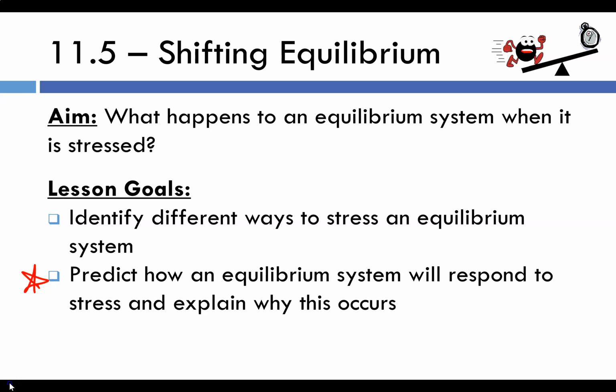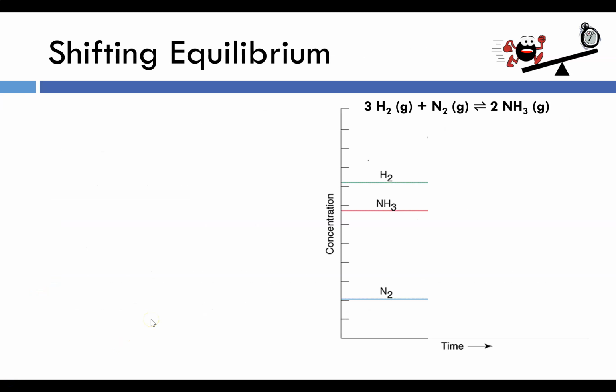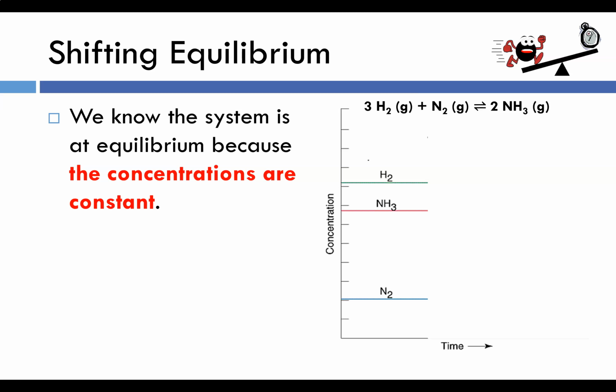Let's get started. All right, so we're going to study this reversible reaction with hydrogen and nitrogen in a reversible reaction with ammonia. We're looking at a graph of concentration versus time. How do we know that this system has established equilibrium? Hopefully you're taking a look at the concentrations of the three substances. You're noticing that they're remaining constant, and that is a good indication that equilibrium has been established. So concentrations are constant. That means our forward and reverse reactions must be occurring at the same rate.